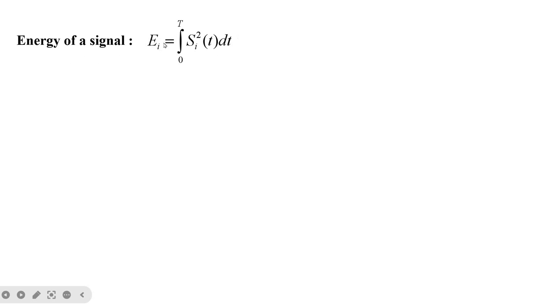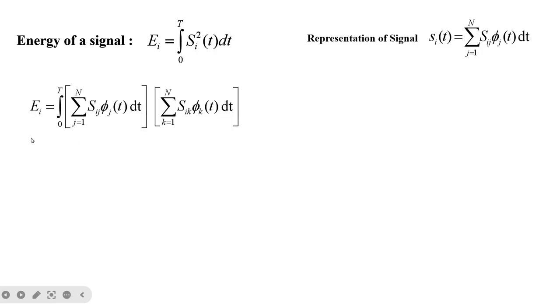Now, here we'll be using the representation of the signal as Si of t is equal to summation j is equal to 1 to capital N Sij phi j of t. So this will be substituted in the equation for energy. Now, when we use this in the equation for energy of the signal, we get Ei is equal to integration 0 to capital T, as this is a square, Si square of t dt. We have to write this equation twice.